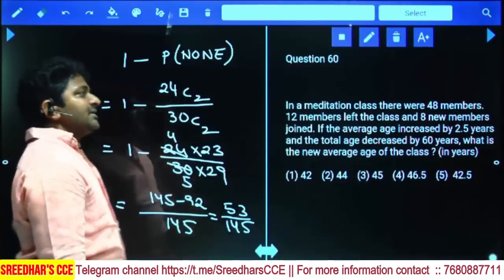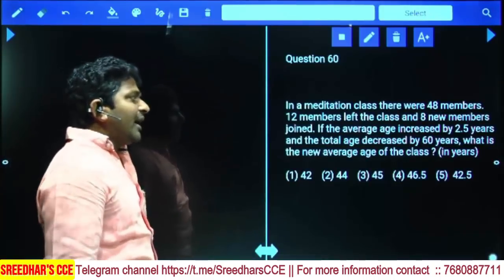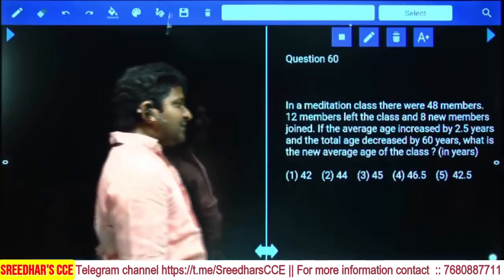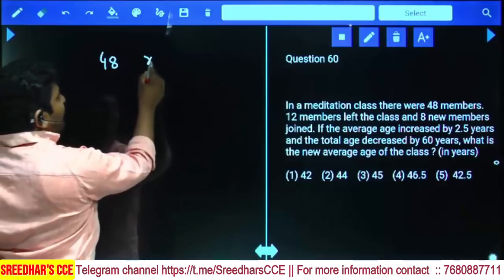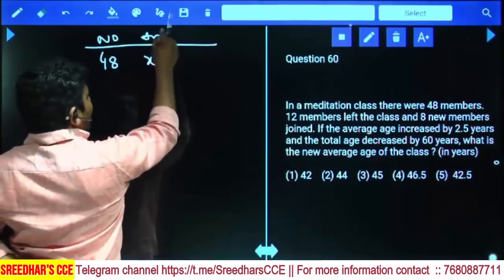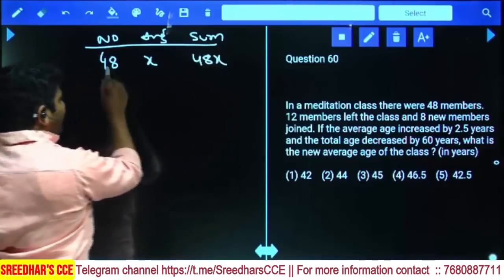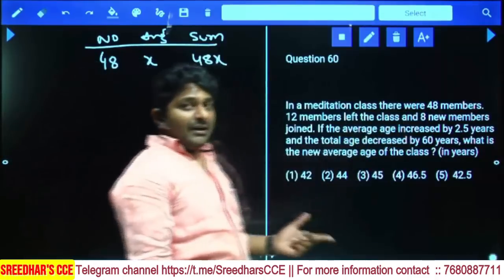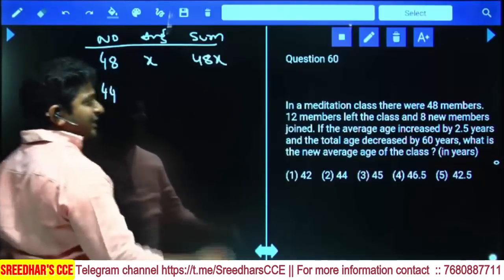Next, in a meditation class, there are 48 students, 12 members left the class, and 8 new students joined. If the average age increased by 2.5 and the total age decreased by 60, what is the new average of the class? Okay, initially we have 48 people and their average is x. Number of people, average, and then sum or total. Total is equal to 48x. From 48 people, 12 members left. There will be 36 people and 8 more added. 36 plus 8, 44.